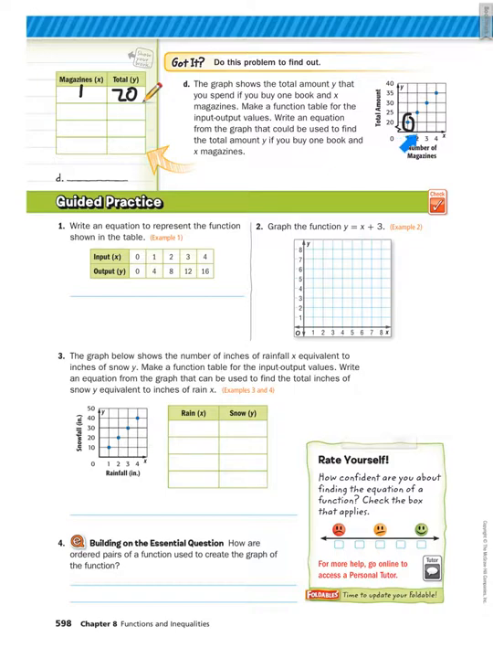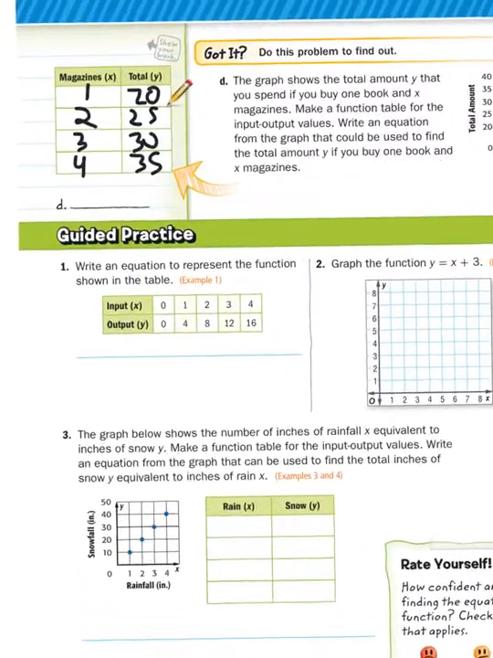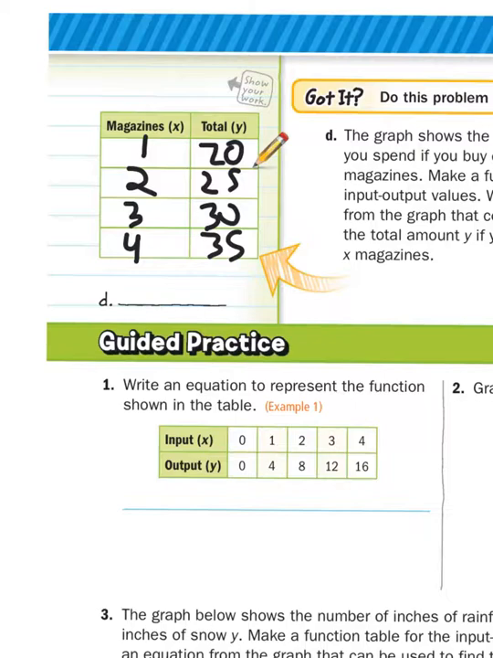Alright, so let's start with the rest of the coordinates. This one here is at 2, 25. So I'm going to write 2, 25. Okay, the next dot right here is at 3, 30. So you should have 3, 30. And then the next dot here is at 4, 35. So the first part was already done. We filled in the table. But now we need to write our equation from this table. So all your equations are going to start with y equals.